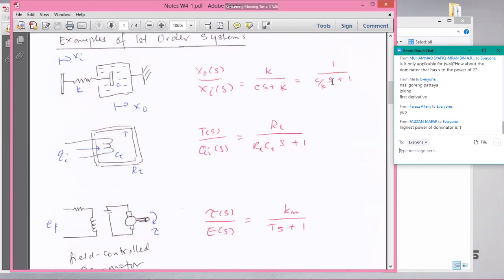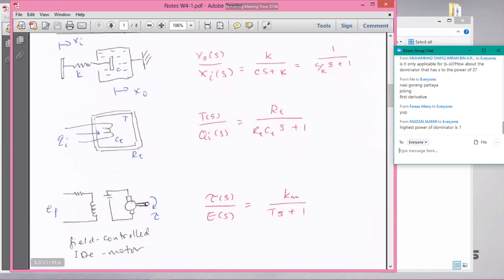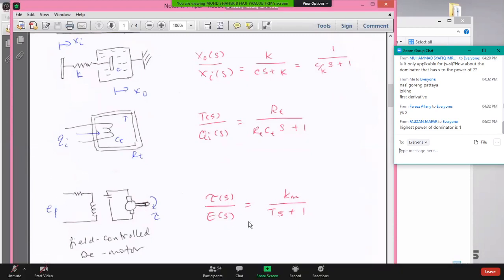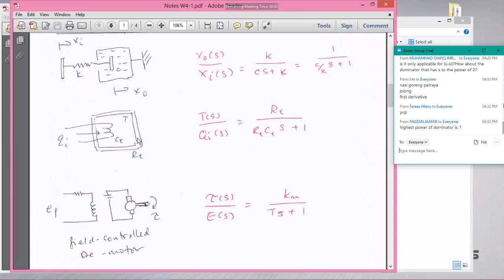The highest power of s in the denominator is 1. Here is the oven. So the temperature divided by the heat in is just that. So the highest power of s in the denominator is 1. And then also a field control DC motor can be approximated with the first order system as well. So the torque produced by field control motor with respect to the voltage that you supply to the field winding is going to be first order as well. So we don't really care what physical system the transfer function represents, as long as it is first order, then the characteristic of the response is going to be the same.